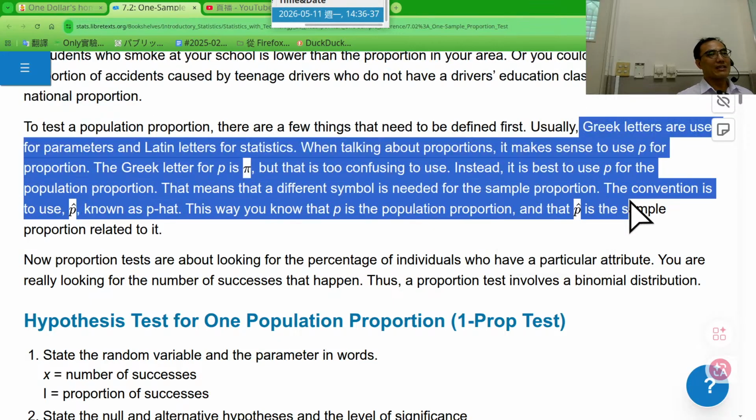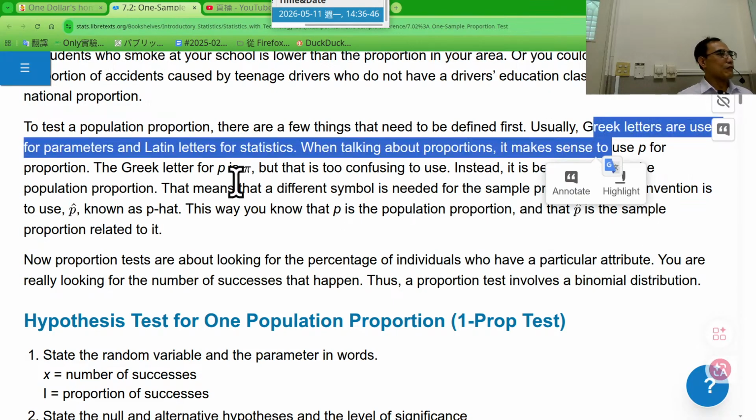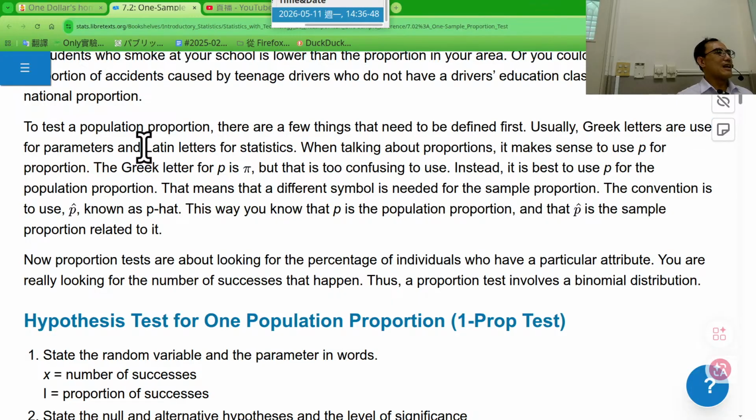Usually, Greek letters are used for parameters and Latin letters for statistics. Again, Greek letters for parameters and Latin letters for statistics. Sure, in an American accent it can be read as Latin. I don't like this kind of American accent. I prefer to read it in a European accent. Latin is better.